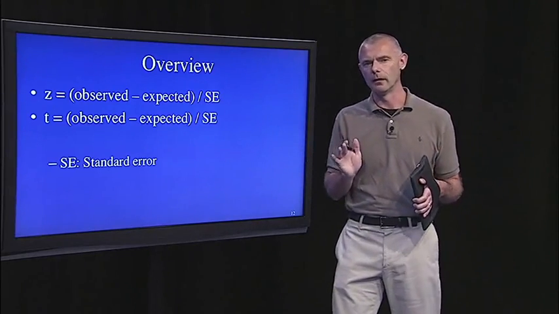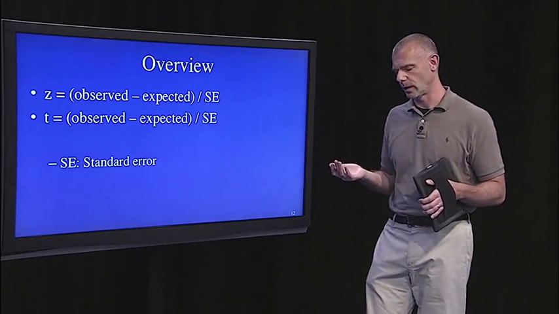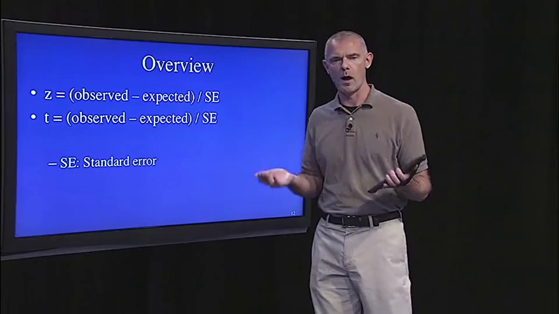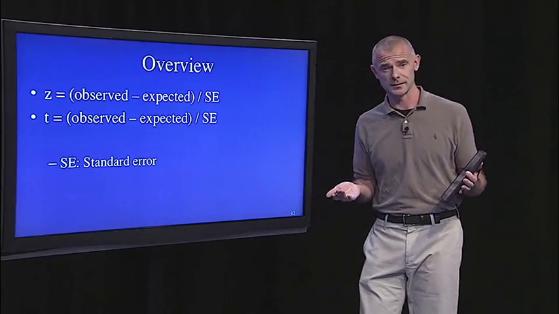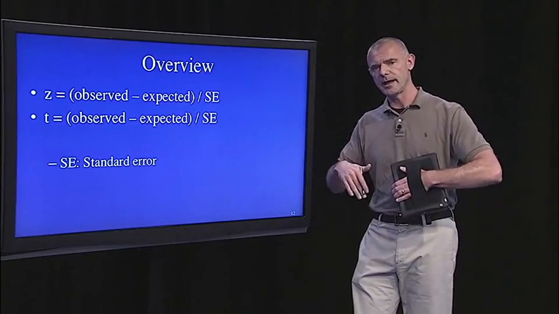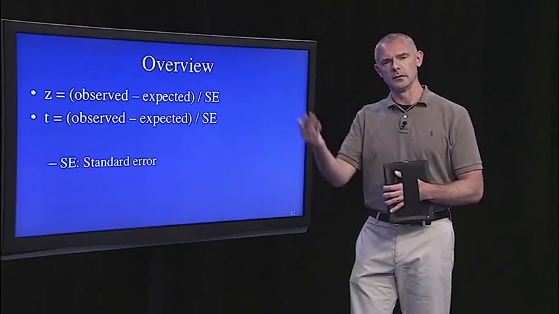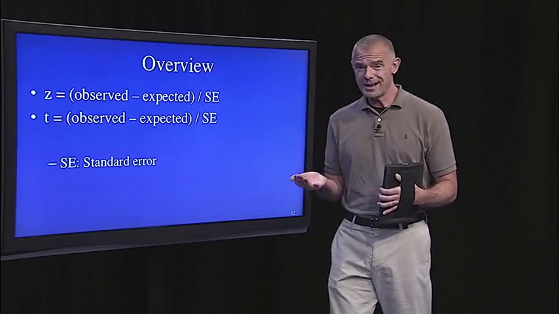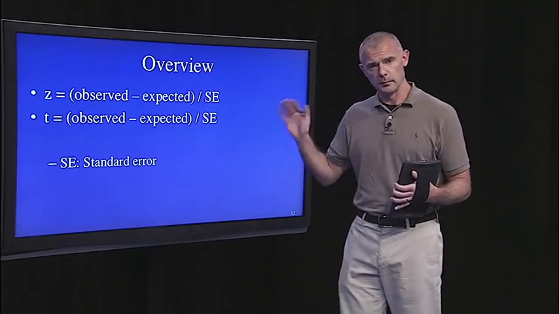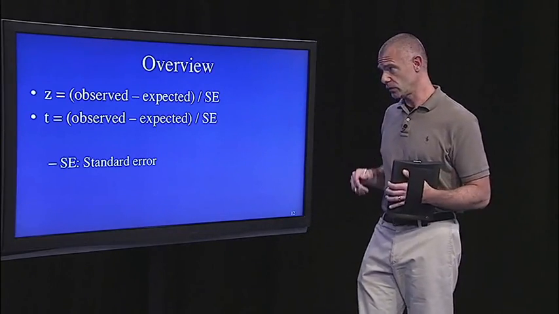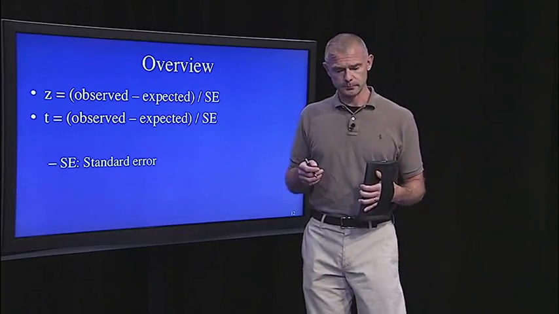So that's actually rare. We don't usually know population parameters. That's why we engage in a lot of inferential statistics, because we're getting sample data to make inferences about populations. But if we do know a population mean and a population standard deviation, then we can use a z-test.